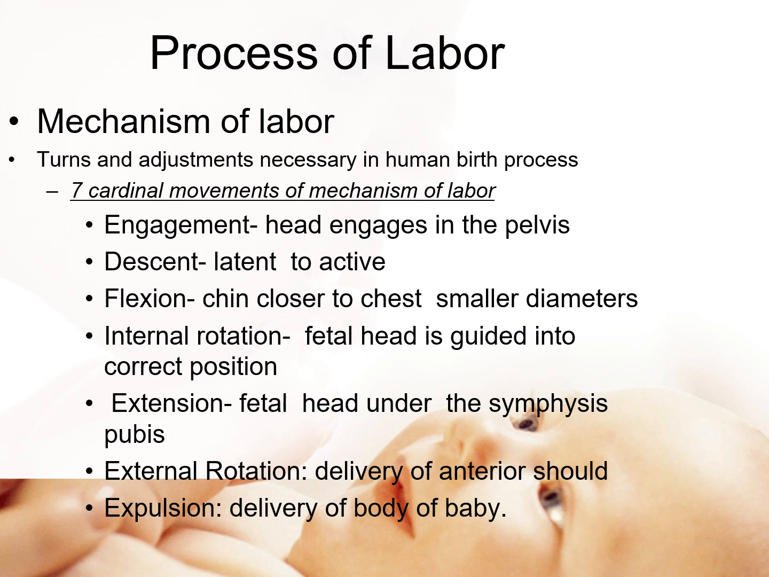Flexion, chin closer to the chest, smaller diameter. Internal rotation, the fetal head is guided into the correct position. Extension, fetal head under the symphysis pubis. External rotation, so delivery of the anterior shoulder. Expulsion is delivery of the body of the baby, which is basically what they do once they come out. Now, if you watch the shoulder dystocia lecture, you'll know that external rotation doesn't occur because the shoulder is stuck. So make sure you understand that and review that video as well, because you may be asked questions about it.